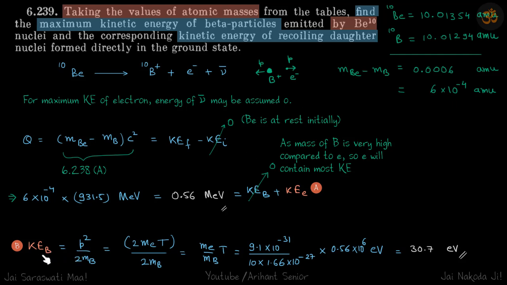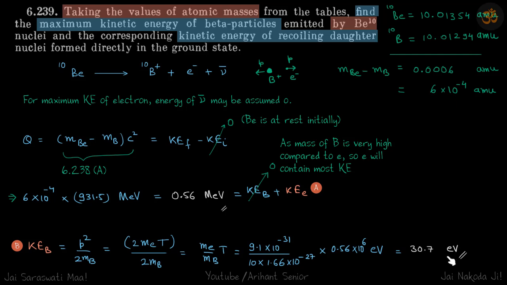So kinetic energy can be written in terms of momentum, that is P square by 2mB, and P of boron is the same as P of the electron, that is root of 2me into T. So T is the kinetic energy of the electron which we just calculated here. So this becomes me by mB into T, which gives our answer 30.7 electron volt.